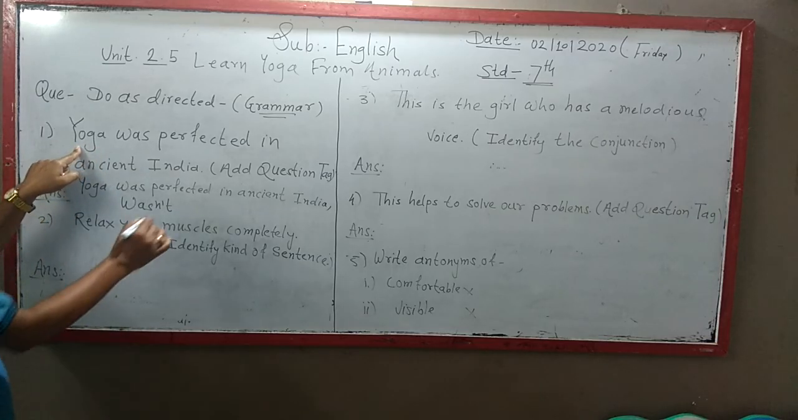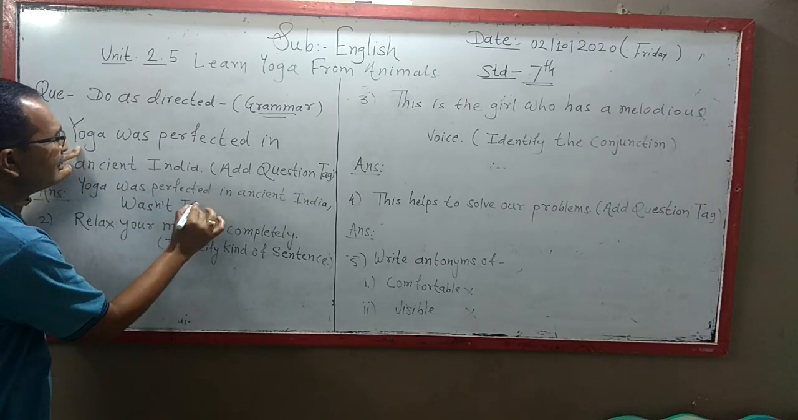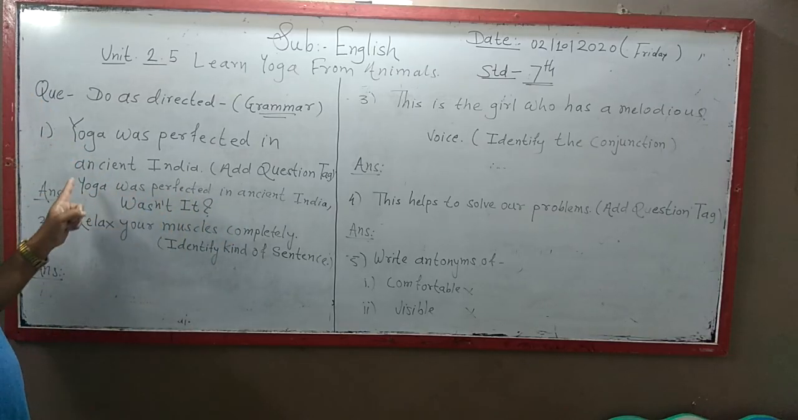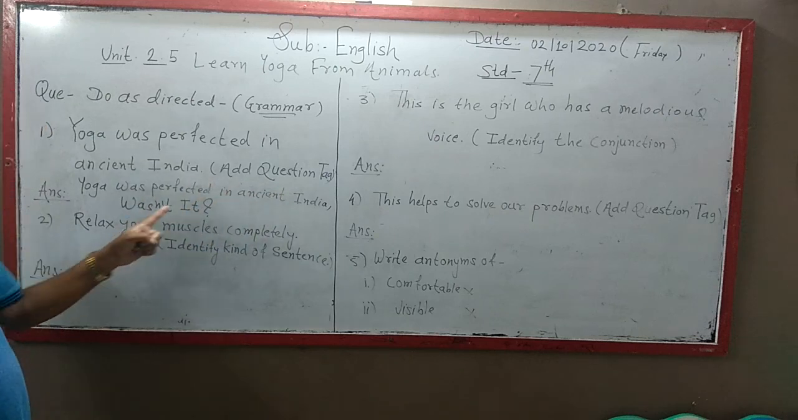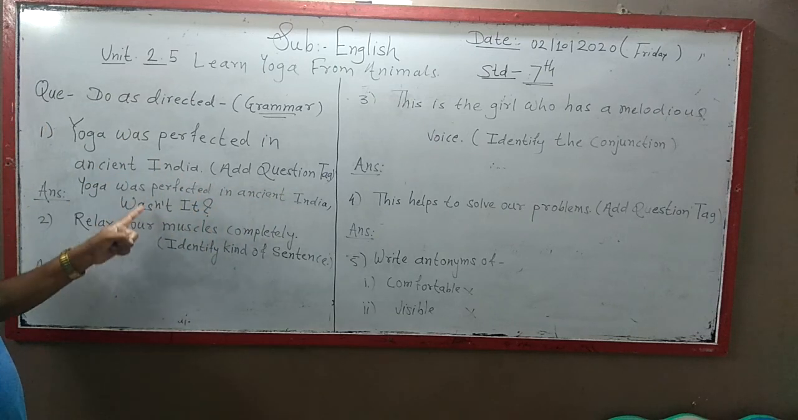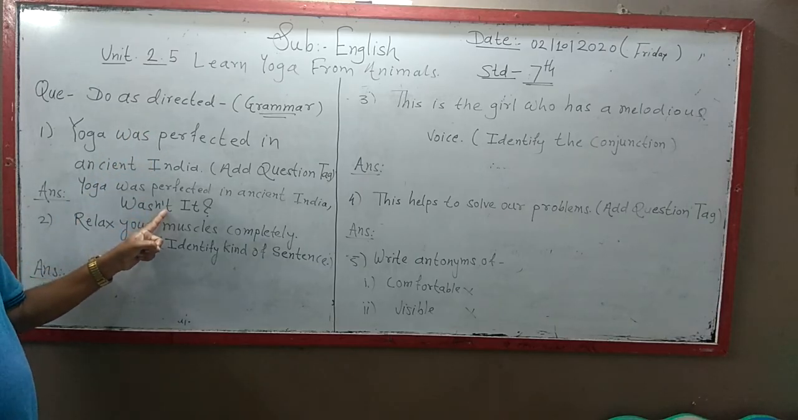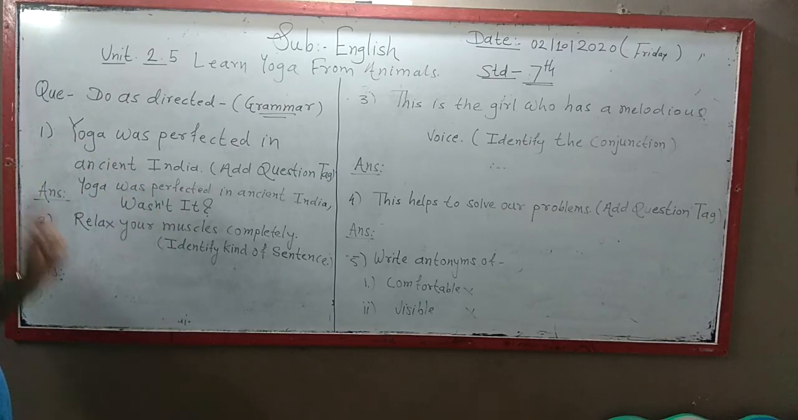So what is the subject in the sentence? Yoga. But we cannot write yoga here. We can use it as a pronoun, because we cannot touch it, but we can feel it. So, it. So what will be the question tag? Yoga was perfected in ancient India, comma, wasn't it? Understood? Why wasn't it? Because was is already given there, the sentence is affirmative, so I have added not, negative, wasn't, then it for yoga.